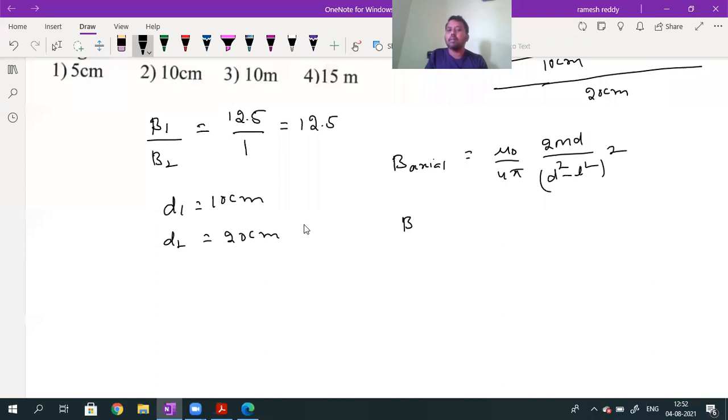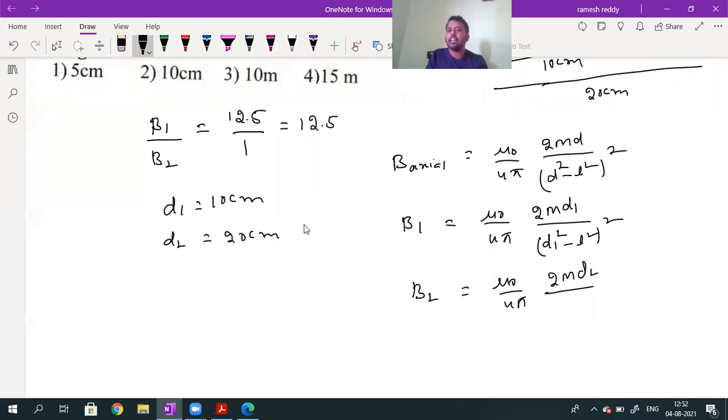Now what is the ratio B1 by B2? I will get the B1 value at a distance D1 as mu naught by 4 pi into 2 into magnetic moment M into D1 divided by D1 square minus L square whole square. Similarly, at point P dash, the magnetic field induction is given by mu naught divided by 4 pi into 2 into capital M into D2 divided by D2 square minus L square whole square. This is the value of B1 and the value of B2.